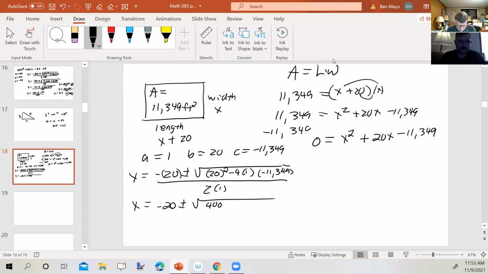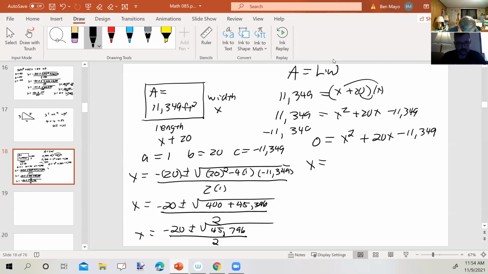And then we take negative 4 times 1 is still negative 4, and then negative 4 times negative 11,349 would be 45,396, all of that over 2. So then we get X is negative 20 plus or minus the square root of 45,396 plus 400, which is 45,796, all over 2. Let's see if 45,796 is a perfect square. We'll take the square root of that, and it's 214.